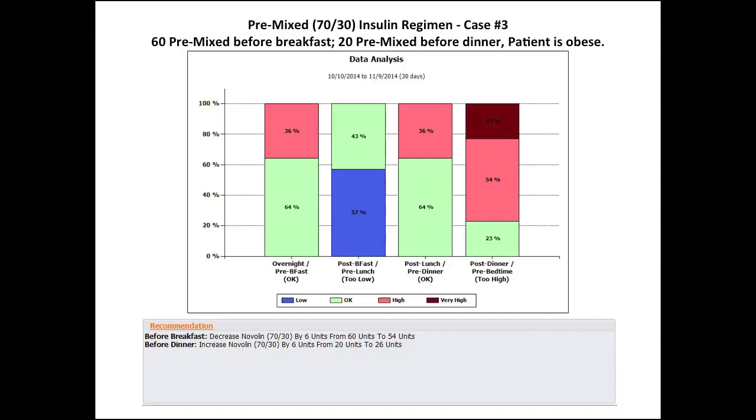And so that limits the ability, I think, of premixed insulins to really control patients tightly because you can't change them individually. All right. Any comments? Okay. We have time for some questions.